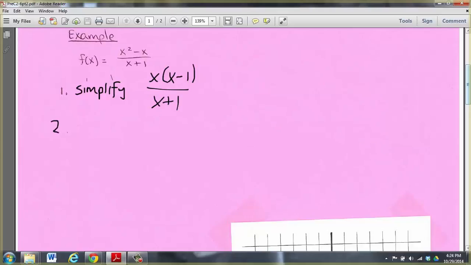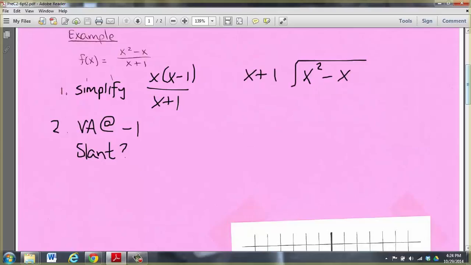Step 2 is to find the vertical asymptote, which is obviously going to be at -1. And instead of a horizontal, we have a slant asymptote. So to set it up, to find out what that is, we're going to long divide x squared minus x by x plus 1.